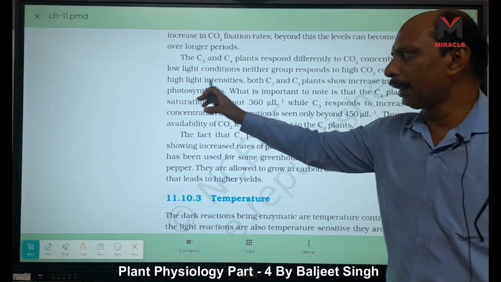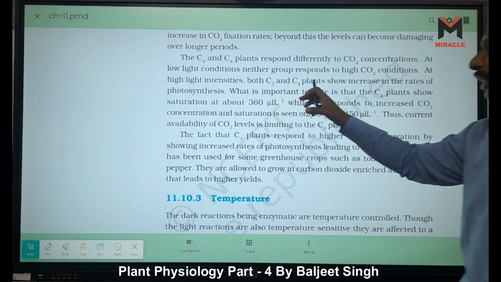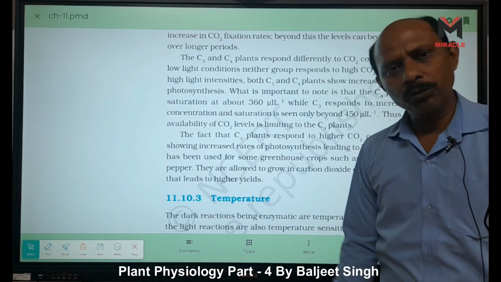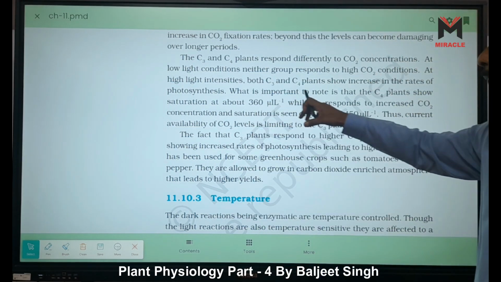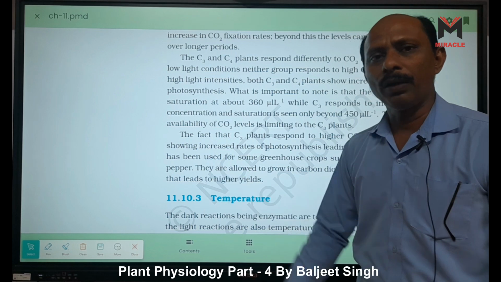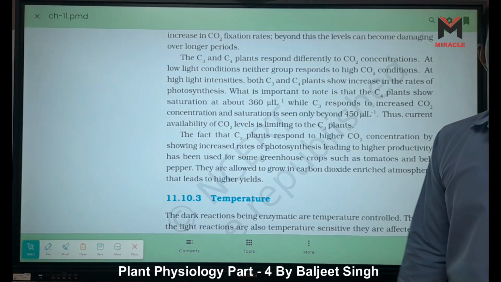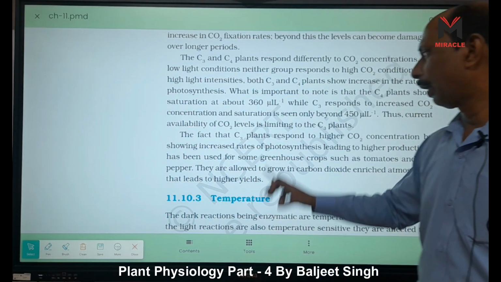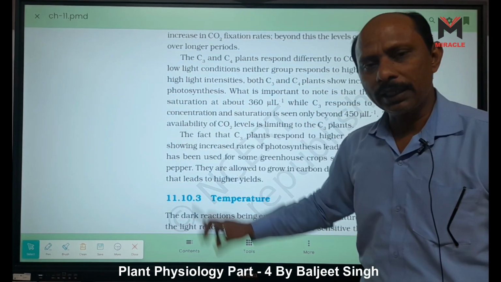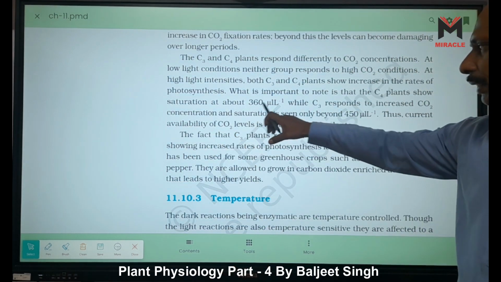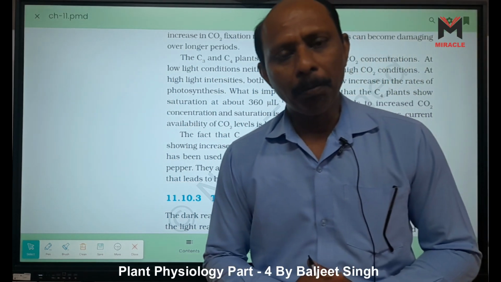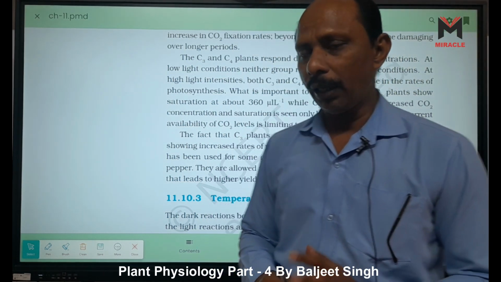At high light intensities, both C3 and C4 plants show an increase in the rate of photosynthesis. What is important to note is that the C4 plant shows saturation at the level of 360 microliters per liter, right? While C3 responds to increased CO2 concentration and saturation is seen only beyond 450 microliters per liter. Look here, what is the thing?